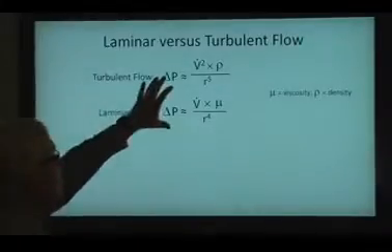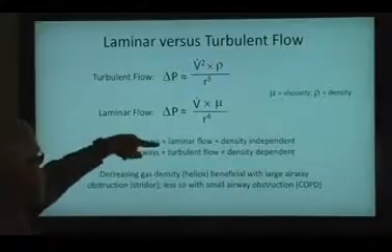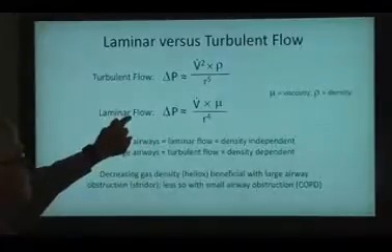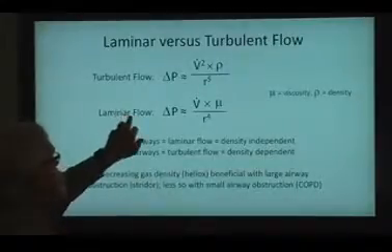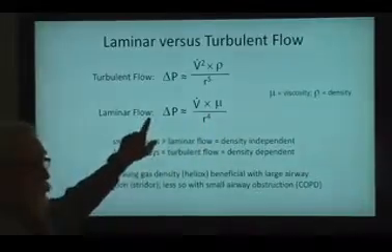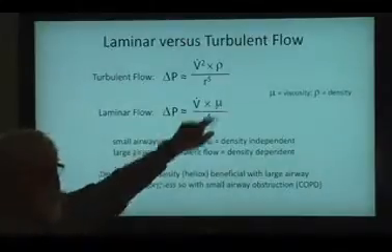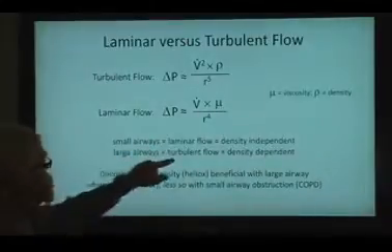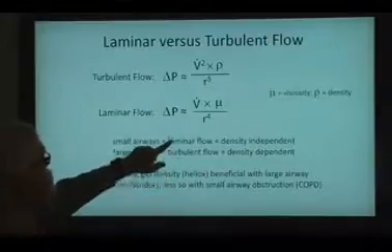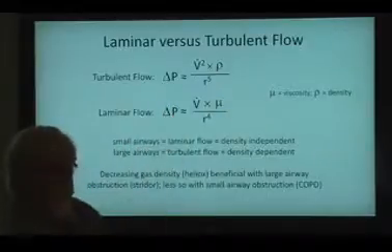This relationship also points out that in small airways where gas flow is laminar, as we said from the previous slide, the flow is density independent. So for laminar flow, small airways, flow is determined by the viscosity of the gas. For large airways where gas flow is turbulent, the flow is determined by the density of the gas.